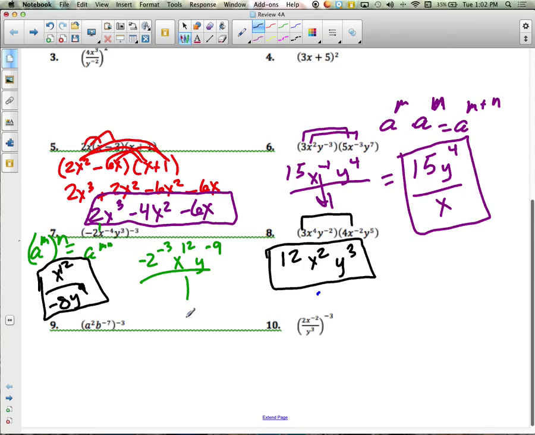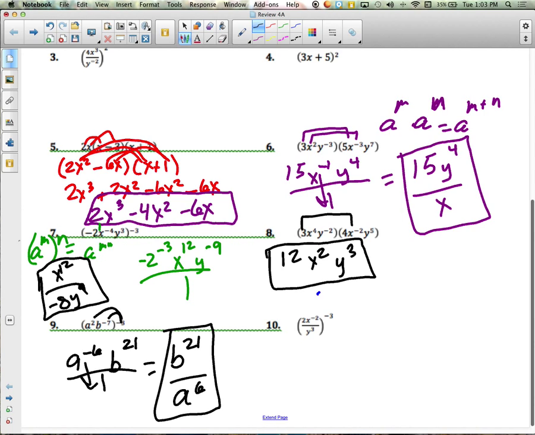Number 9 is just like number 7. We've got to distribute the exponent. My base is a. And then 2 times negative 3 is negative 6. I have base b. Negative 7 times negative 3 is a positive 21. The a is not happy. The exponent's negative. It's up in the attic, so we have to bring it down. And so that leaves us with b to the 21st over a to the 6th.